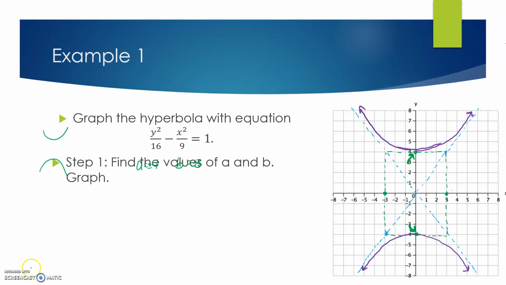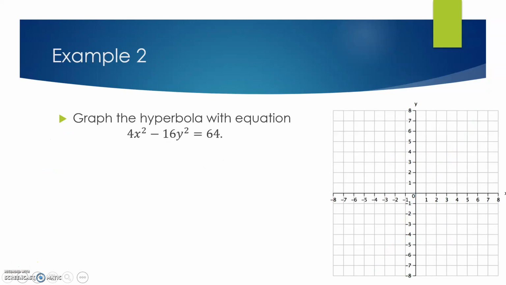Okay, next one. Graph the hyperbola with this equation. First thing I notice is that it does not equal 1, so I need to fix that. I'm going to divide by 64 on all sides of this. 64, 64, 64. When I simplify that, I'm going to get x squared over 16 minus y squared over 4, and that's going to equal 1.